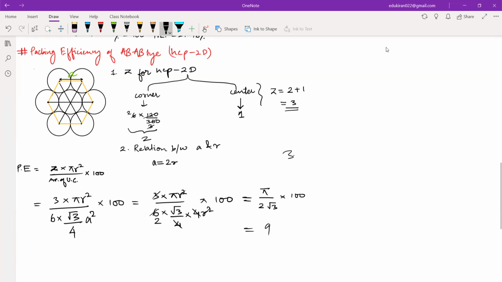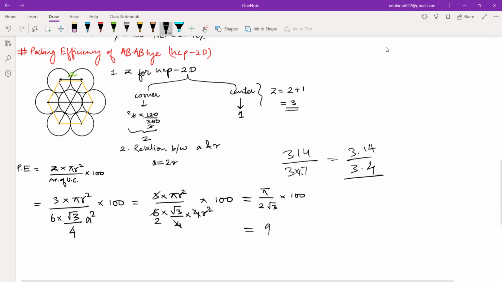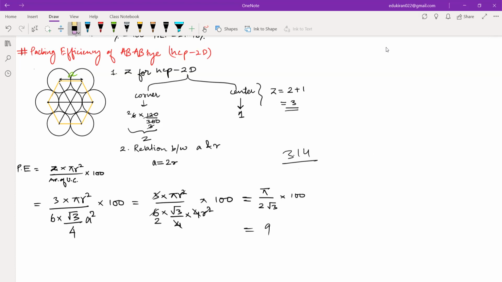Pi is 3.14. 2 into 1.73. If I take even 1.7, this will be 3.14 divided by 3.4 something. So obviously the numerator is smaller than the denominator, so it will be less than 1. If you multiply it by 100, you will get some value, but you will always get less than 100. This will be 90.68. Please do it again.